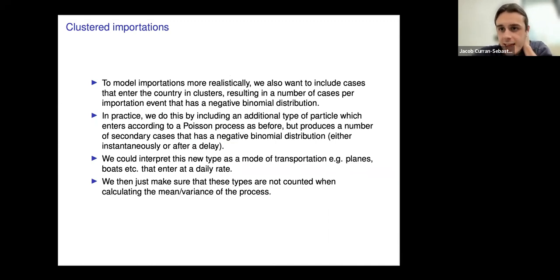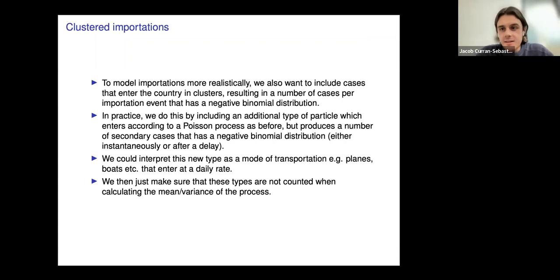But there's a couple of other things that we can add to make it a little bit more realistic. One thing we can do is slightly relax this assumption about having cases enter the country one by one, and instead have clustered importations. This makes our model a little bit more realistic. Unfortunately, it's not really possible to have a negative binomial process. That kind of work has not really been done, and I'm not necessarily sure that it can be done.